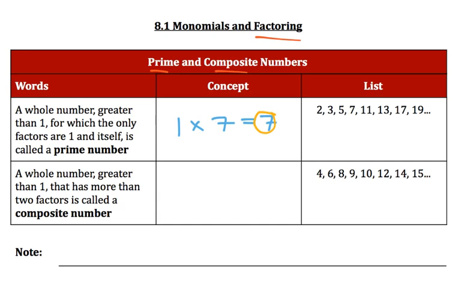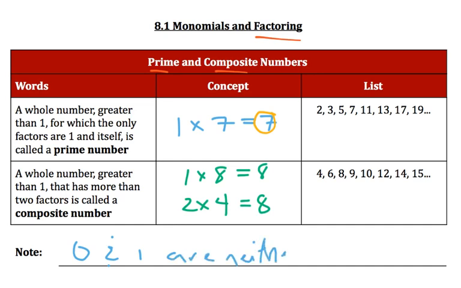Compare that to a number like 8, which I can get from 1 times 8 and 2 times 4. So that would be an example of a composite number. Note that the only neither numbers are 0 and 1. 0 and 1 are neither prime nor composite.